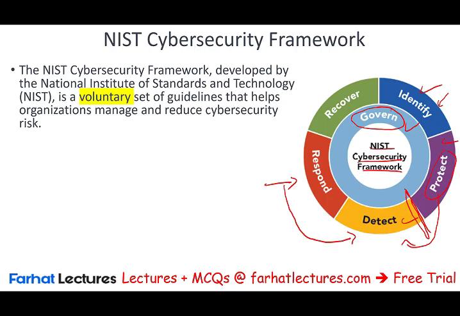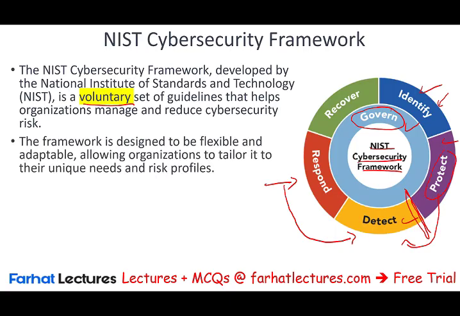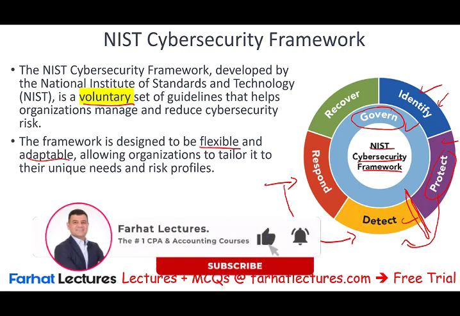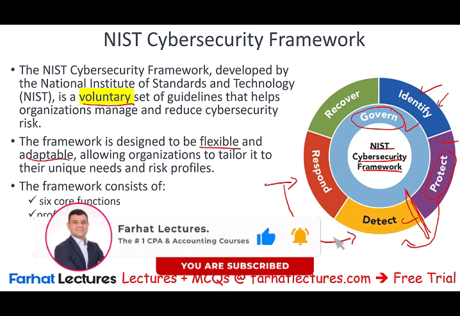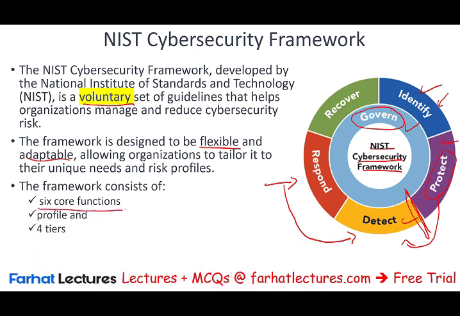The NIST Cybersecurity Framework is a voluntary set of guidelines that help organizations manage and reduce cybersecurity risk. It's designed to be flexible, adaptable by the organization, regardless of the size and the industry. And it consists of 6 core functions. We are on the 5th core function today, and the next one will be after we respond, we recover.